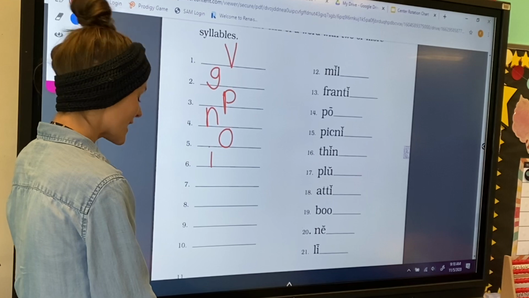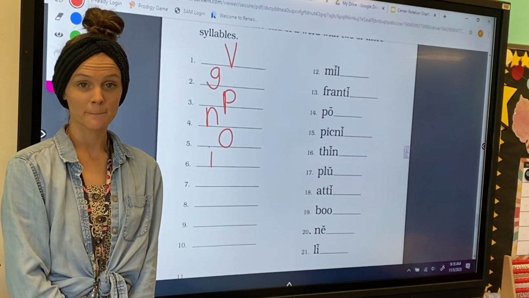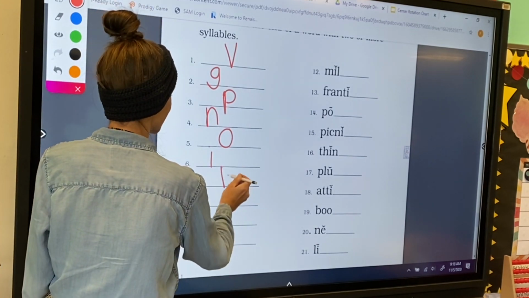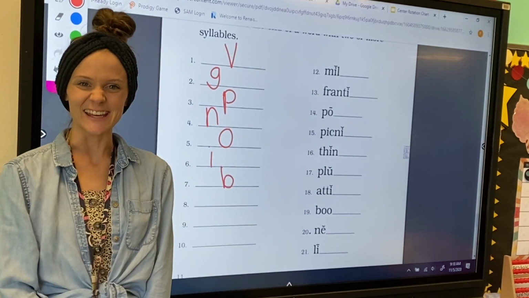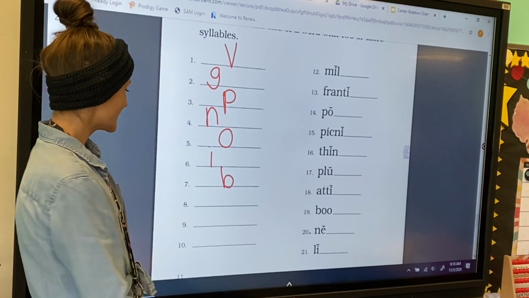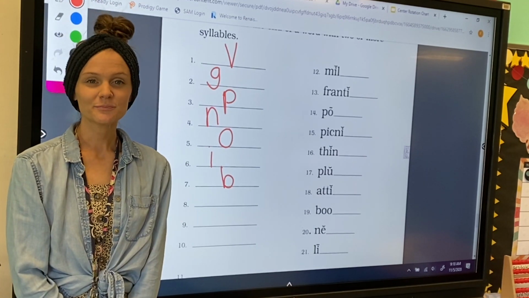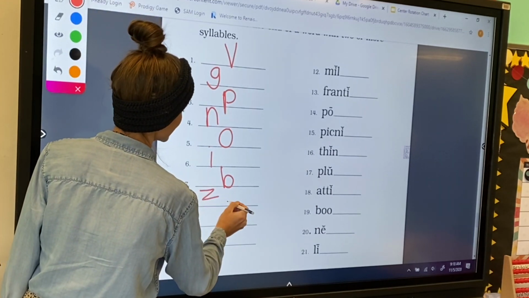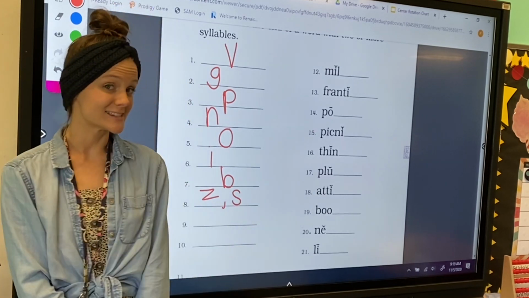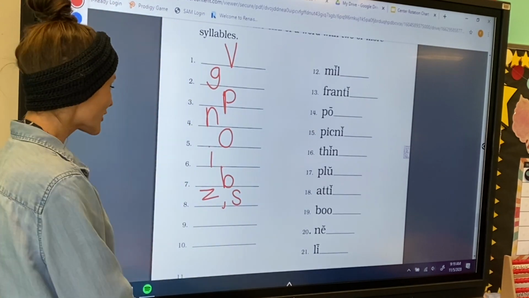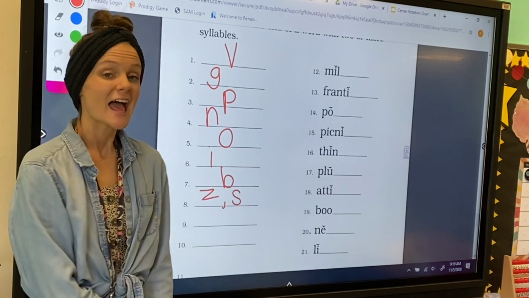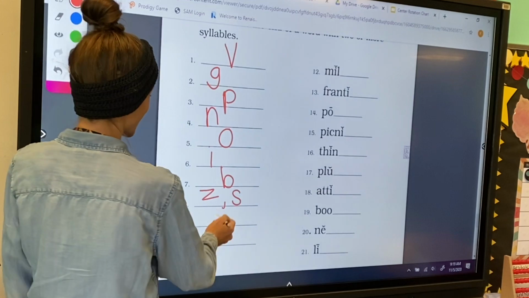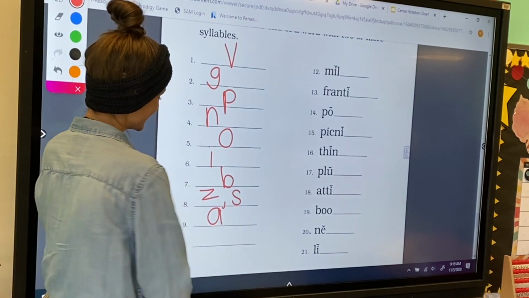For number 7, my letter sound is B. Yes, letter B makes the B sound. Very good. For number 8, my letter sound is Z. Z. Letter Z can make Z, and letter S can make Z in some words. For number 9, my letter sound is A. A. Yes, letter A makes the A sound.